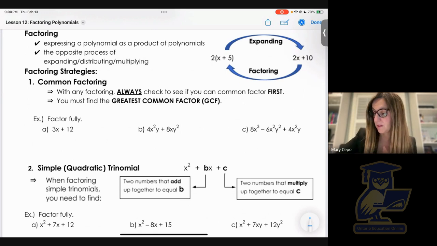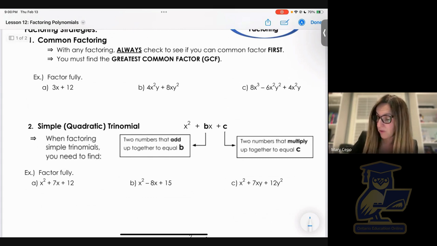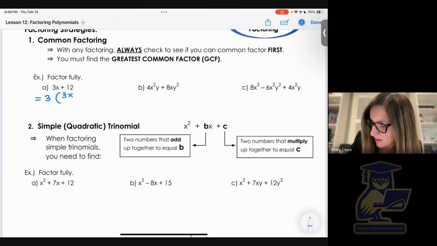With 3x plus 12, we want to look at both 3 and 12 and think of what is the greatest common factor, not just a common factor, but the greatest. What you're looking for is, what is the largest number I can divide out of each of the terms in my polynomial? In this case, between 3x and 12, we can factor out a 3. So if we factor out a 3, that greatest common factor goes outside the bracket. And I'm going to show with the first example, we would take each of the terms that we started with and divide it by 3.